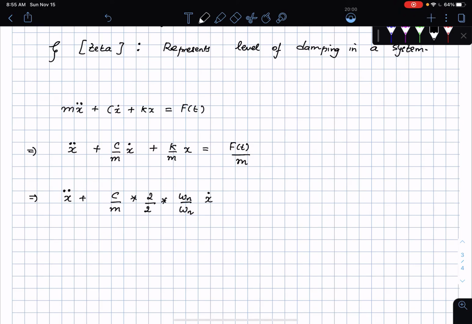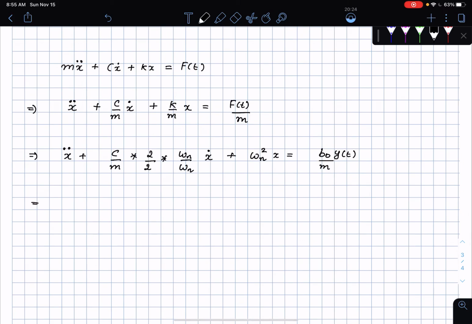So I just leave this there as x dot. And then k by m is going to be omega n square times x is equal to f of t divided by m. F of t, you can substitute as b naught times y divided by m. So I'm going to precisely do just that. This is going to be b naught times y of t divided by m.